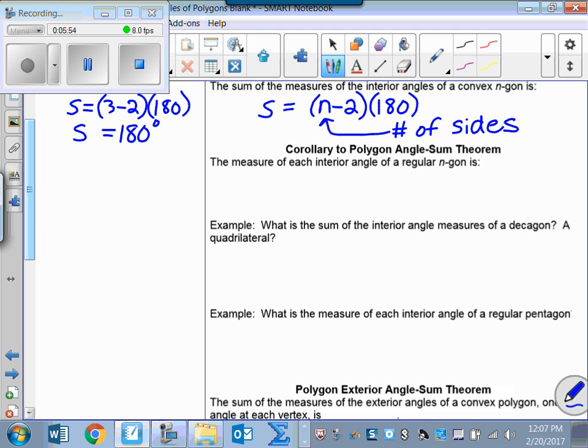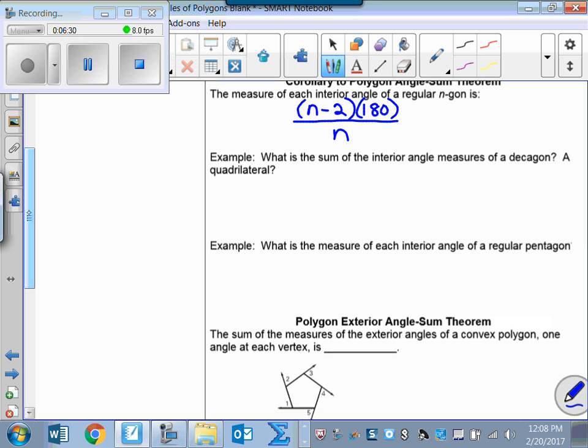Okay, now the corollary to this is going to help us to figure out what is the measure of each one of those angles. So the measure of each interior angle of a regular n-gon, now this formula only works if it's regular, meaning that all of its interior angles and all of its sides are congruent. That's going to be n minus 2 times 180, and then I'm just going to divide it by the number of sides that that polygon has. So there's your formula for the measure of each interior angle.